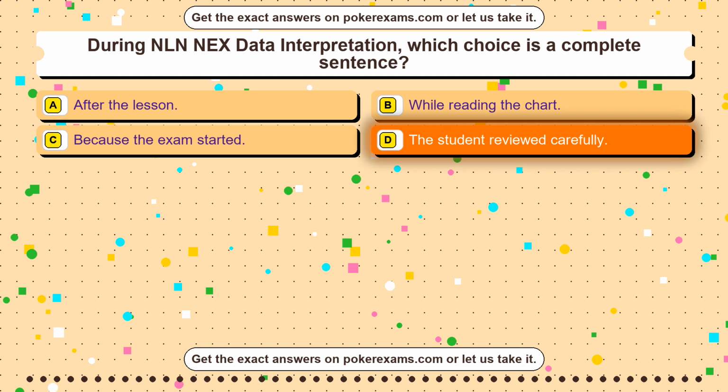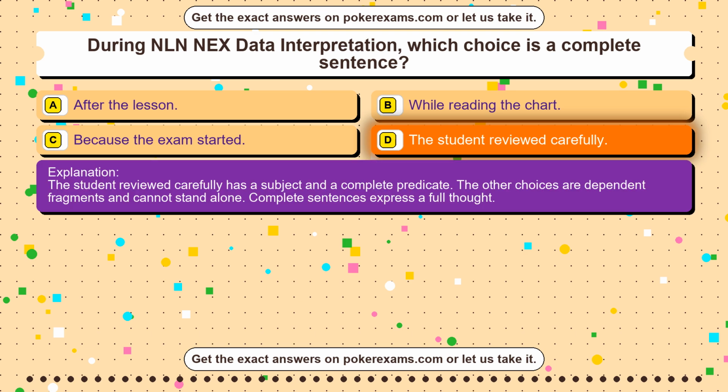The student reviewed carefully. The student reviewed carefully has a subject and a complete predicate. The other choices are dependent fragments and cannot stand alone. Complete sentences express a full thought.